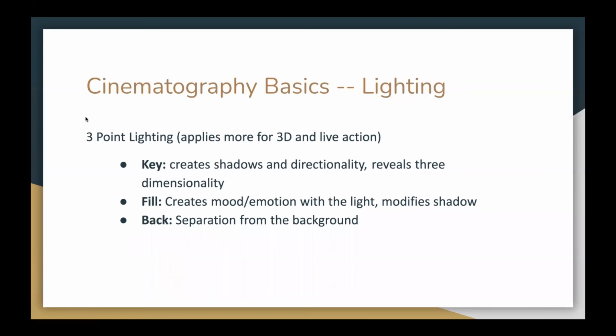And then again, lighting, this specifically applies towards 3D. So you've got your key, your fill, and your back. So your key is typically towards the camera, and then I'll explain in the next slide what the different areas mean. But your key is typically right next to the camera, and it creates the shadows and the directionality, and it reveals that 3D shape. And then your fill creates its mood and emotion, and it modifies the shadow to be as sharp as you want or as soft as you want, depending how harsh your light is. And then you've got your backlight, which separates the subject from the background so they don't blend in.